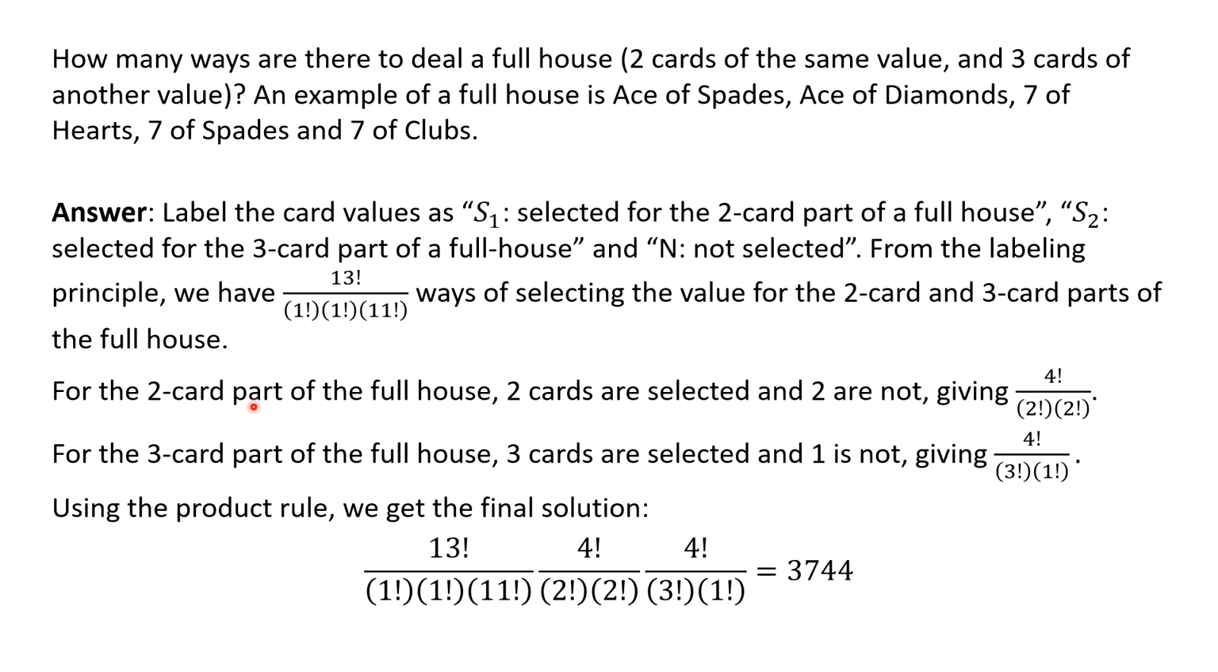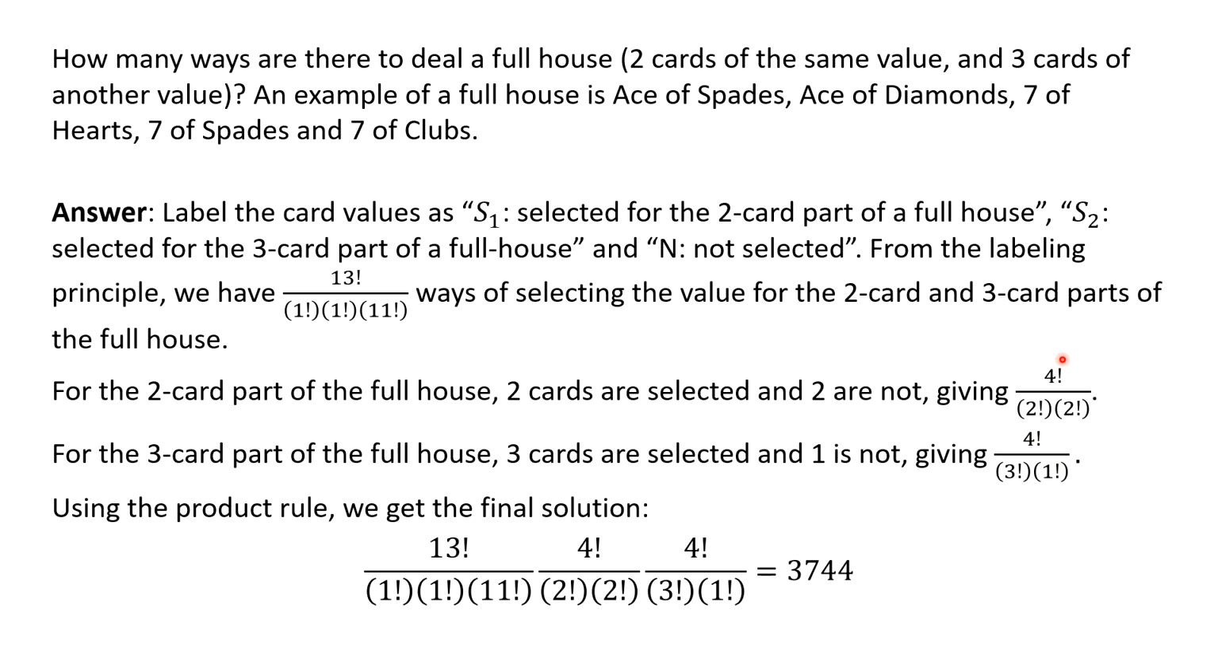Okay, so now what we need to do is compute the number of two-card parts of the full house. So we have 2 cards selected and 2 that are not out of the given value. So for example, if it was ace, we'd have to pick 2 of the suits to be in and 2 of the suits not to be in the full house. So we have 4 factorial divided by 2 factorial divided by 2 factorial. Then for the three-card part, 3 of the cards out of the 4 of the suit are selected. So you have 4 factorial, 3 selected, 1 not selected out of that card value.